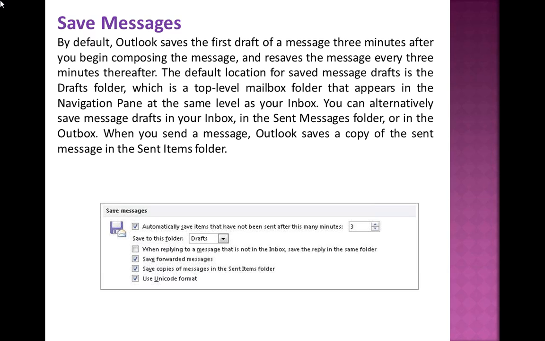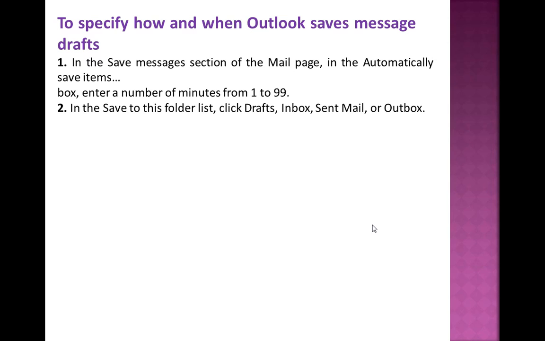When you send a message, Outlook saves a copy of the sent message in the Sent Items folder. This is the 'Save to this folder' setting, a second setting. I can change it to any kind of folder, like Drafts, public folders, a personal folder or any other type of folder. This is how items are automatically saved after a set number of minutes. This is after 3 minutes. You can change it to 5 minutes, 2 minutes, or 1 minute. So this is how we can change the setting by going to Save Messages.